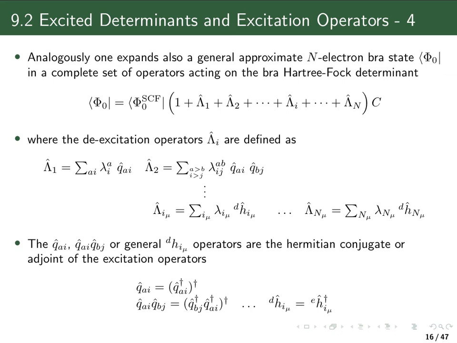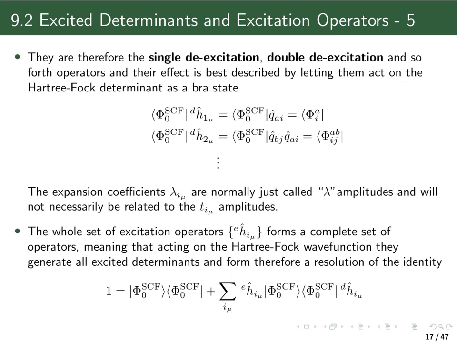So the lambdas are de-excitation operators, and I can illustrate the effect of these operators here, the HD indicating a de-excitation operator, because if one lets one of them act on a Hartree-Fock wave function in the bra, one gets a singly excited determinant for a single de-excitation level, and if it's a double de-excitation level, if we let it act on a Hartree-Fock wave function in the bra, we get a doubly excited determinant in the bra.